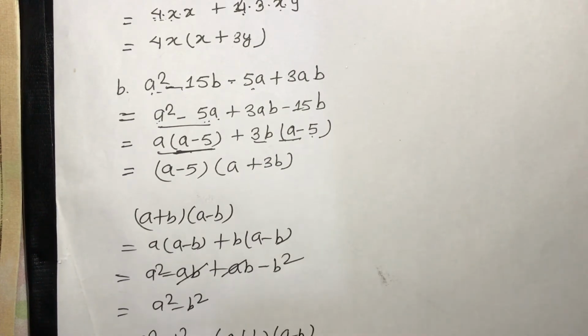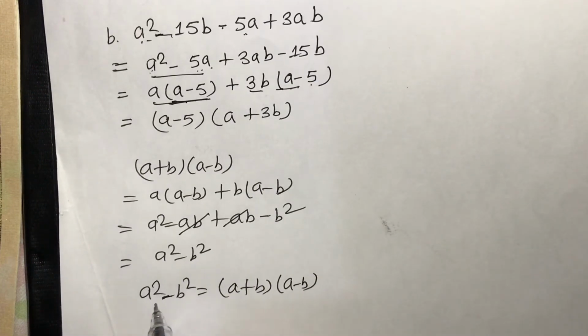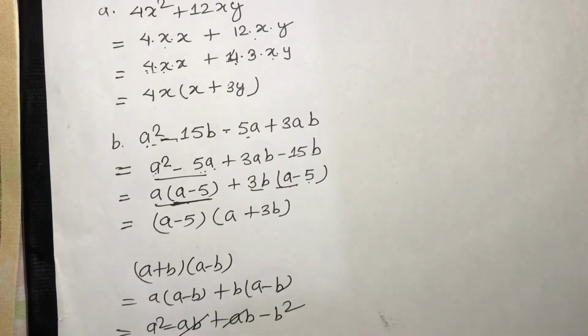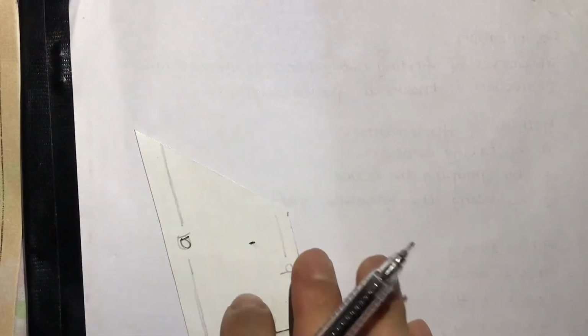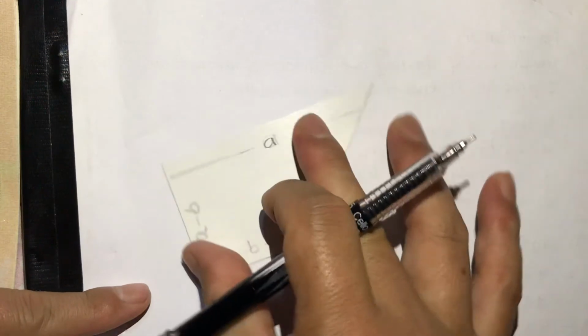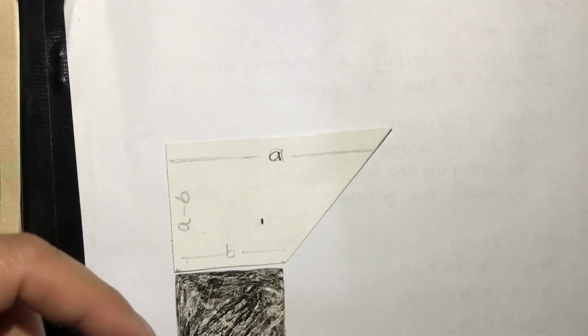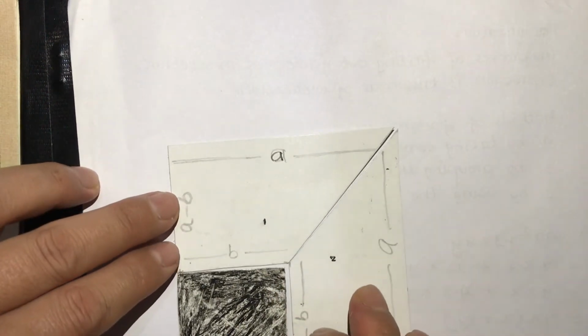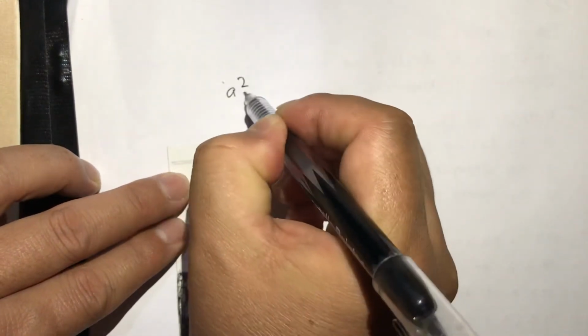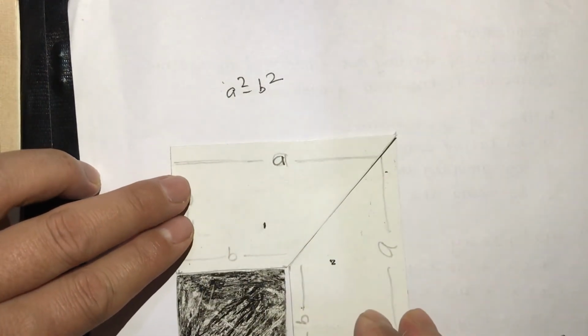This a square minus b square is the difference of two squares, because the first term is a square and the second term is also a square. So this can be used as a formula, and this formula can also be verified by the paper cutting method. So we are here factorizing a square minus b square by the paper cutting method.